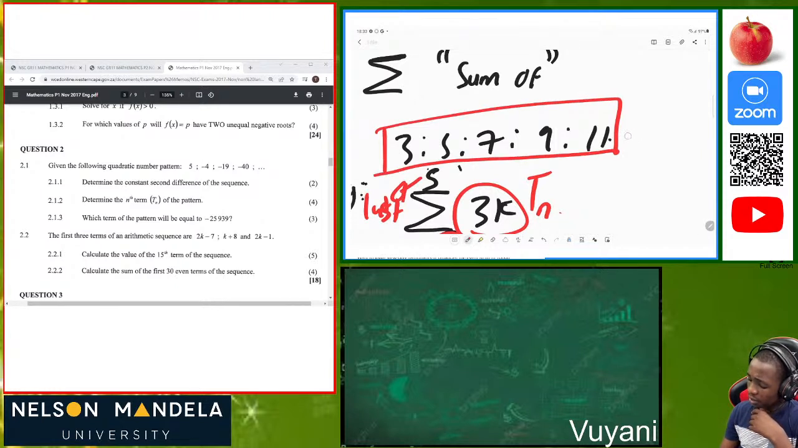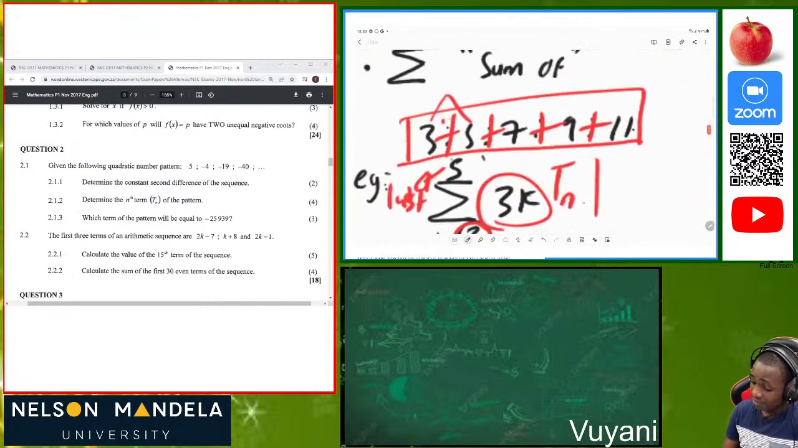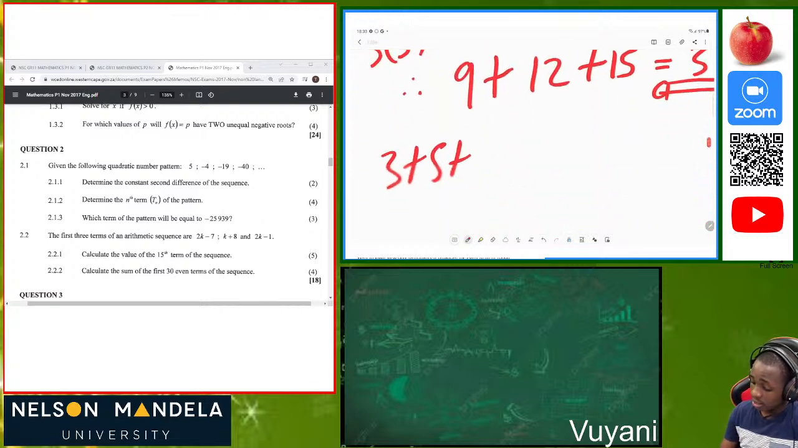How are we going to solve this? We're going to solve this by just putting the plus signs. So now write this in sigma notation form. What is our Tn in this one? We know that our constant difference is... we are having 3 plus 5 plus 7.